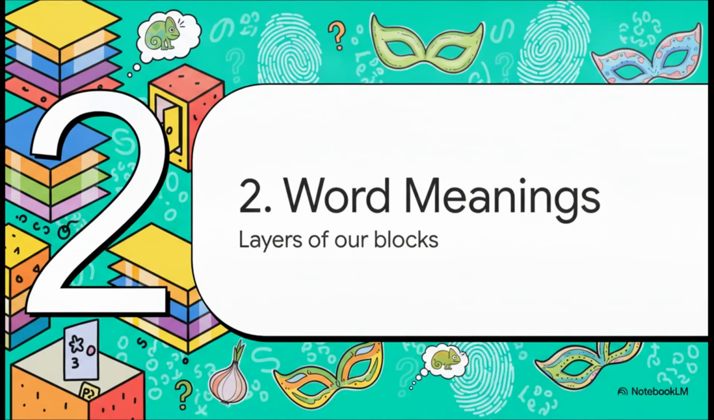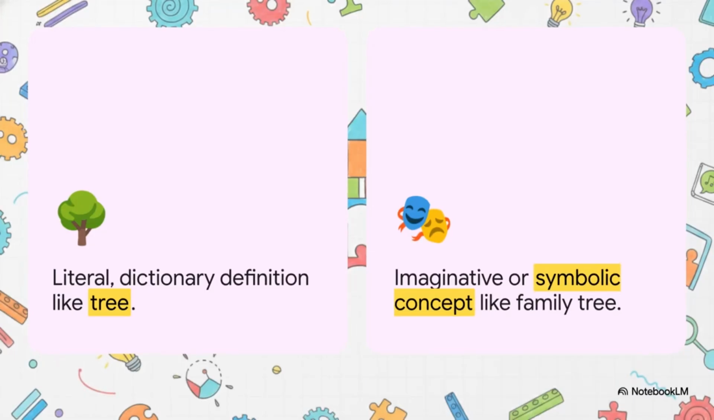Moving right along to Section 2, kinds of word meanings, or the layers of our blocks. To really understand this, let's go back to our word tree. The very first layer of meaning is what we call the denotative meaning. Think of this as the word's official ID card, right? It's the literal, standard dictionary definition. So the denotative meaning of a tree is a large plant with a wooden trunk, branches, and leaves.